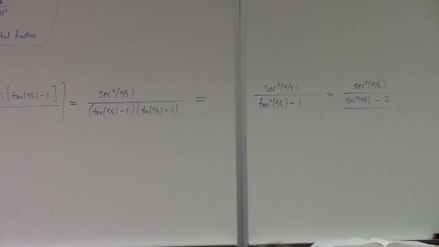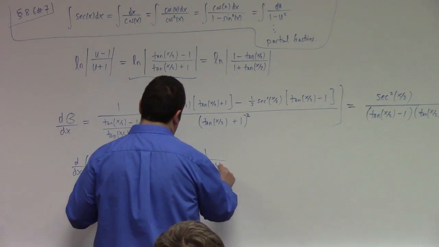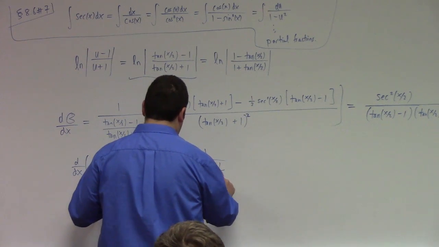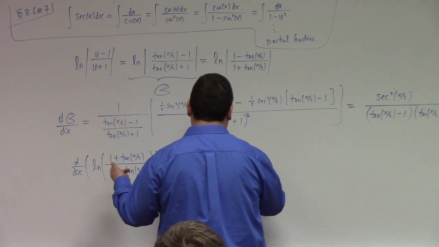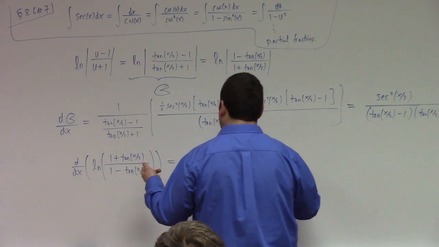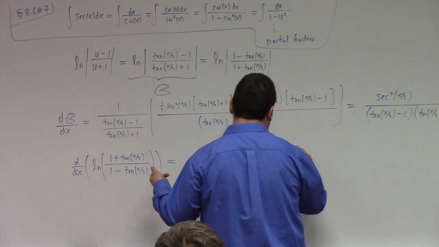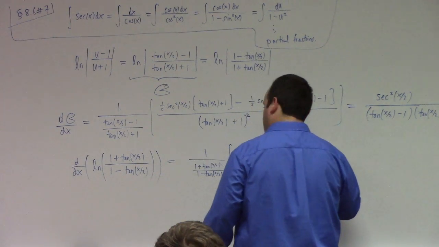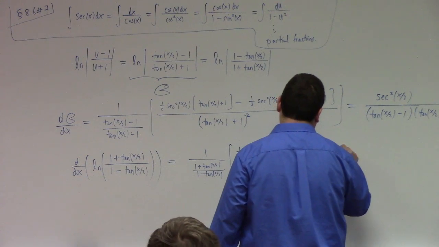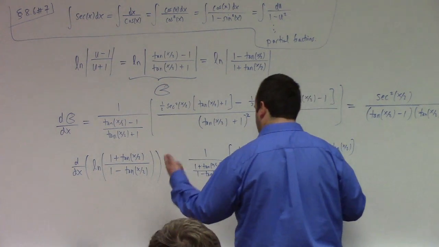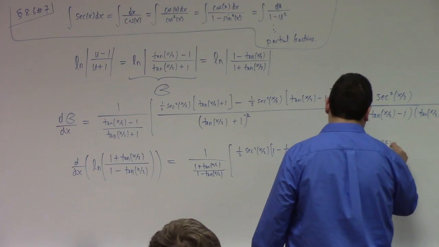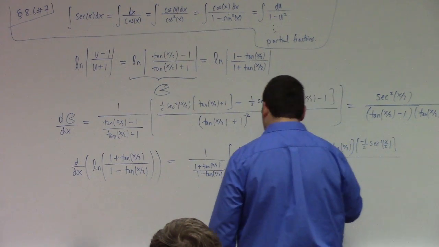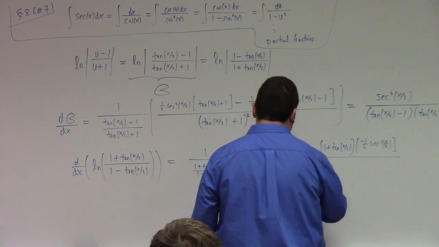So again, I get 1 over this thing. And then times what? Times the quotient rule, which gives me 1 half secant squared x over 2 times 1 minus tangent of x over 2, minus 1 plus the tangent of x over 2 times the derivative of the bottom, which is minus 1 half secant squared x over 2, all divided by the denominator squared, which is 1 minus tangent of x over 2, golly, squared.